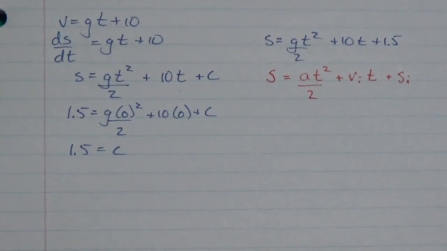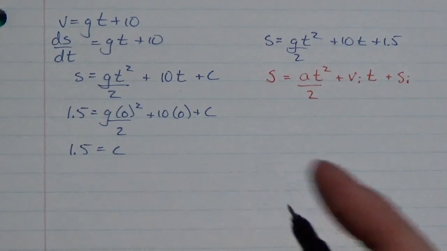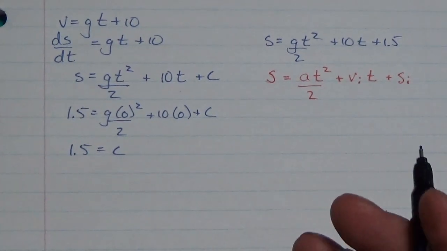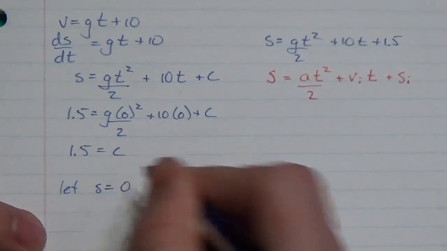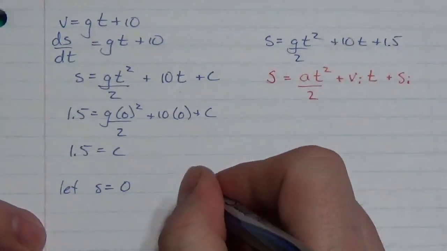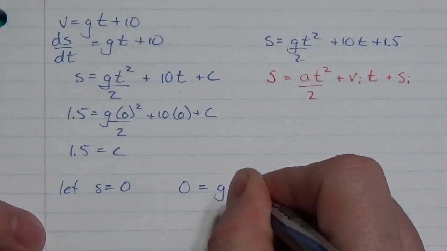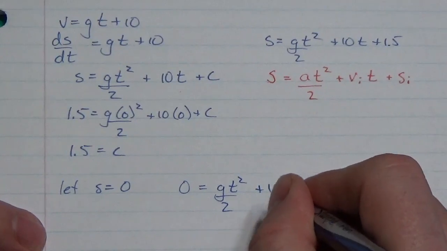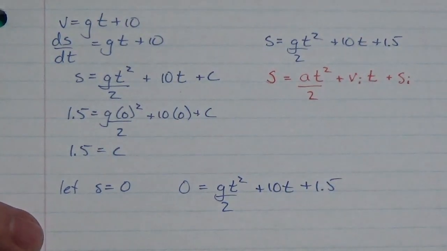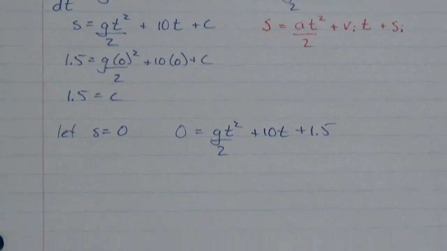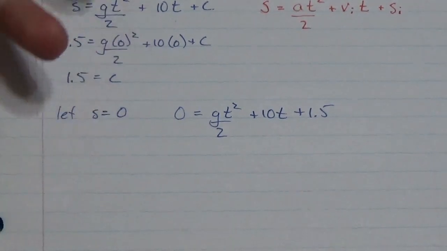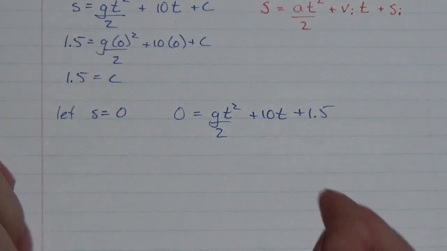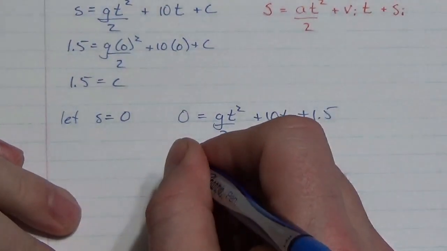Okay, so the last thing that we got to do here is we want to figure out now when this particular object, or this stone I should say, hits the ground. So what we're going to do now is we're going to let our displacement go to 0 in this function. So 0 is going to equal gt squared over 2 plus 10t plus 1.5. Okay, well, you might not like where this is going, but turns out you're not going to be able to factor this really nicely. So you're going to have to use the quadratic formula to solve this.